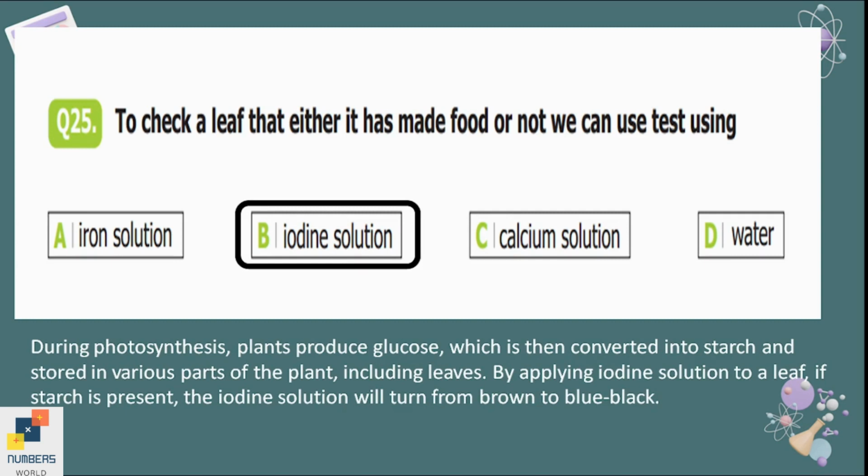The reason is that during photosynthesis, plants produce glucose, which is then converted into starch and stored in various parts of the plant, including leaves. By applying iodine solution to a leaf, if starch is present, the iodine solution will turn from brown to blue-black. So we can easily check whether a leaf has made food or not.